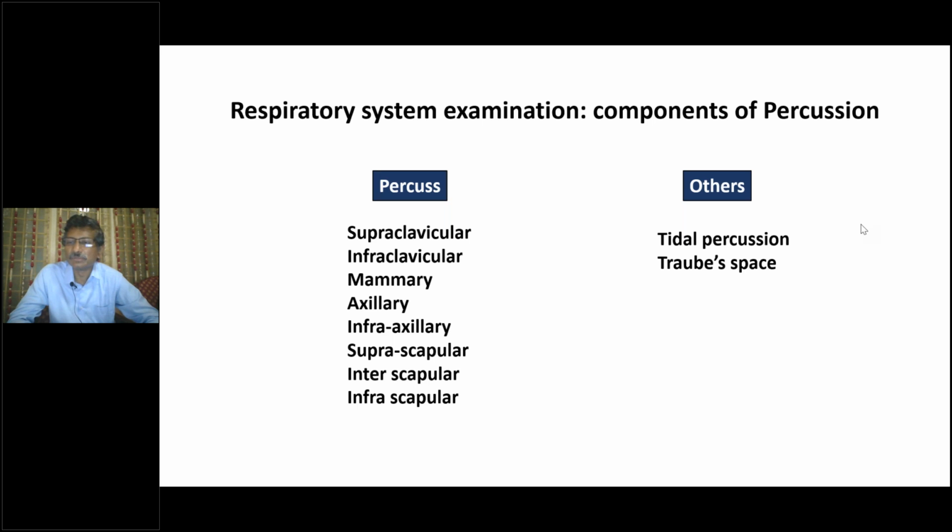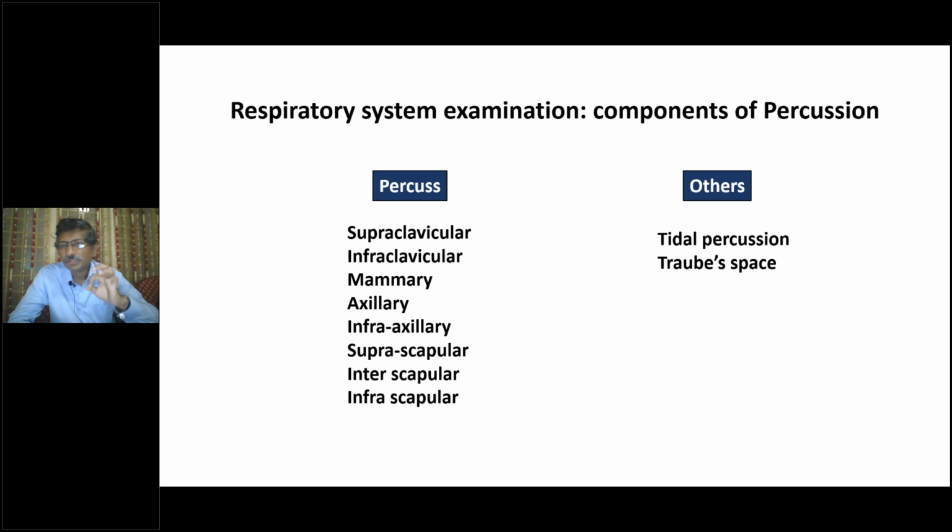Dullness over the area of consolidation. Okay, again which area? Which area you will get the dullness? Dull note in the infrascapular region. Very good. So you will get a dull note in the right infrascapular region. Looking at the opacity, probably that is the place where you will get the dull note. Now, if it is a dense right lower lobe consolidation, then where all will be the dullness? So it will be interscapular, infrascapular and infraaxillary. Very good.